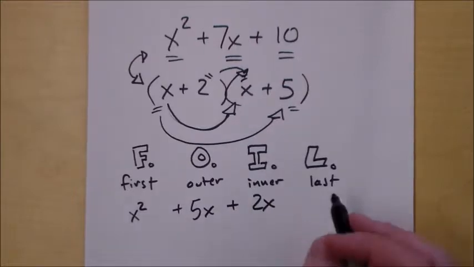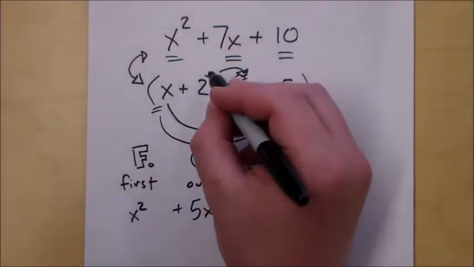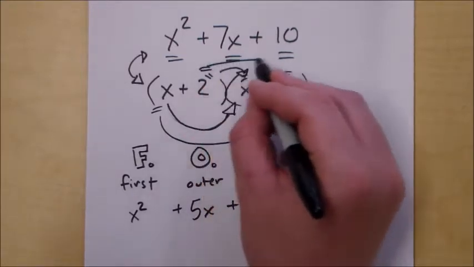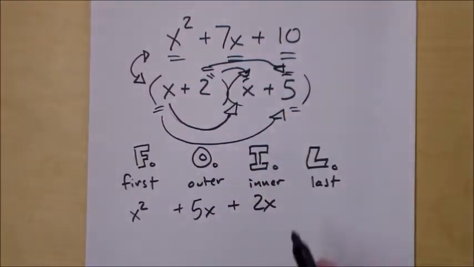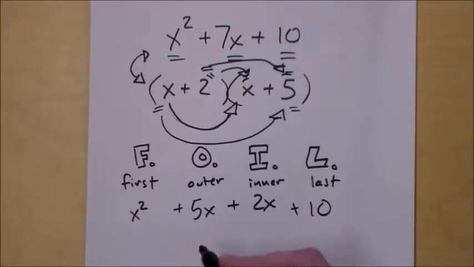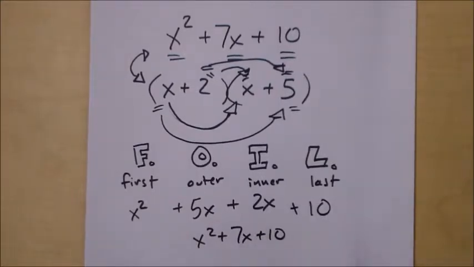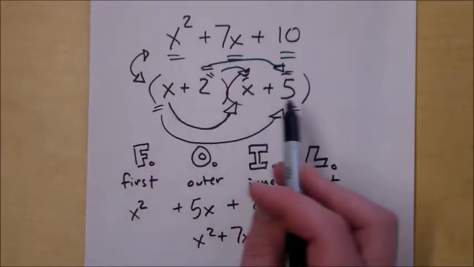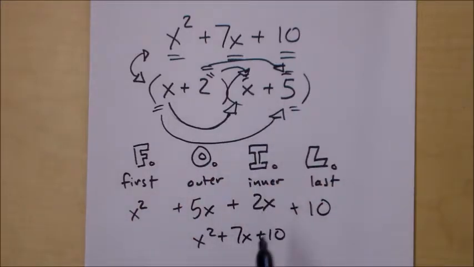And finally, what are the last terms? Well, the last term here is 2, and the last term here is 5. So 2 times 5 is shockingly 10. Add it all up together, you can combine like terms, and you have x squared plus 7x plus 10. Wow, okay, so we went from this set of factors to that expression. You're like, okay, that's pretty cool.